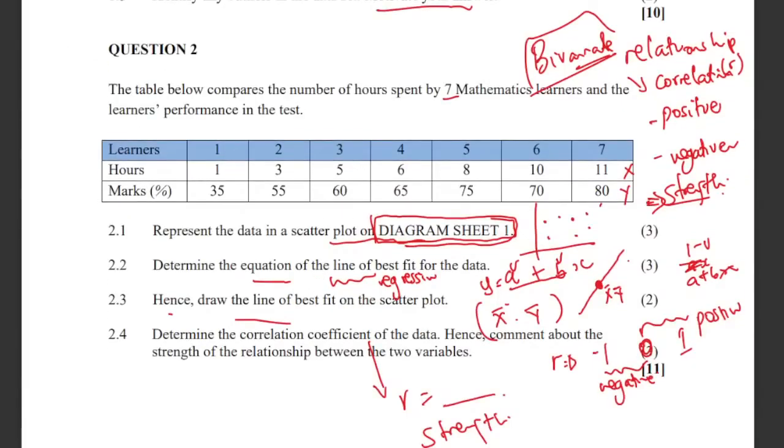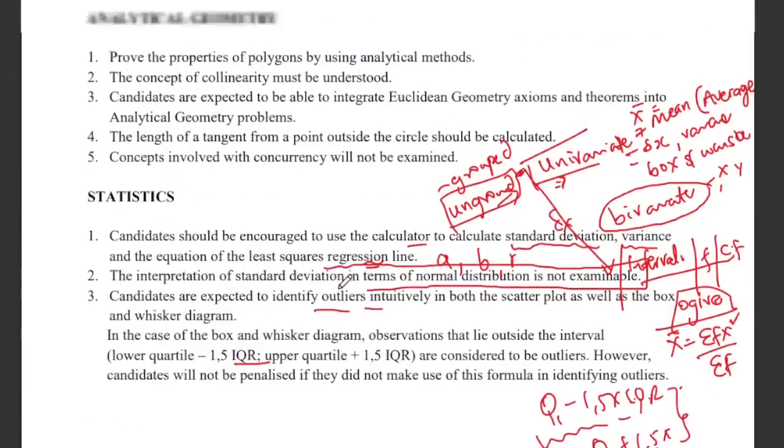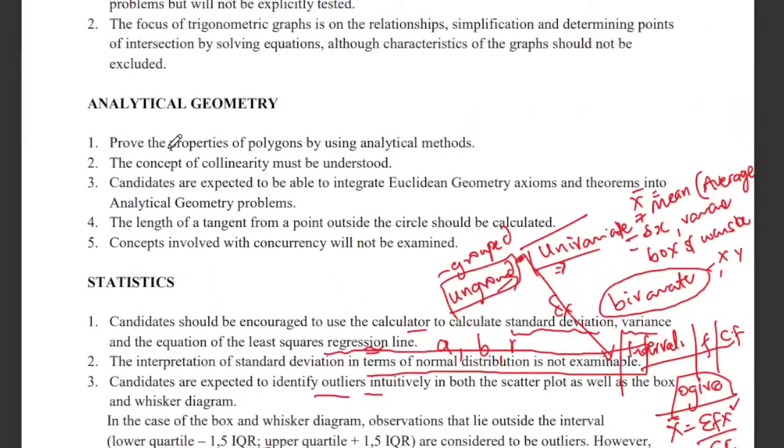All right, so we move on to the next topic, which is analytical geometry. So under analytical, what are the expectations? We need to prove properties of polygons by using analytical methods. What does this mean? It can ask you to prove whether the shape is a parallelogram, so you need to know the properties of a parallelogram. It asks you to prove that maybe the lines are perpendicular, and then they can ask you to prove what we call collinear points.